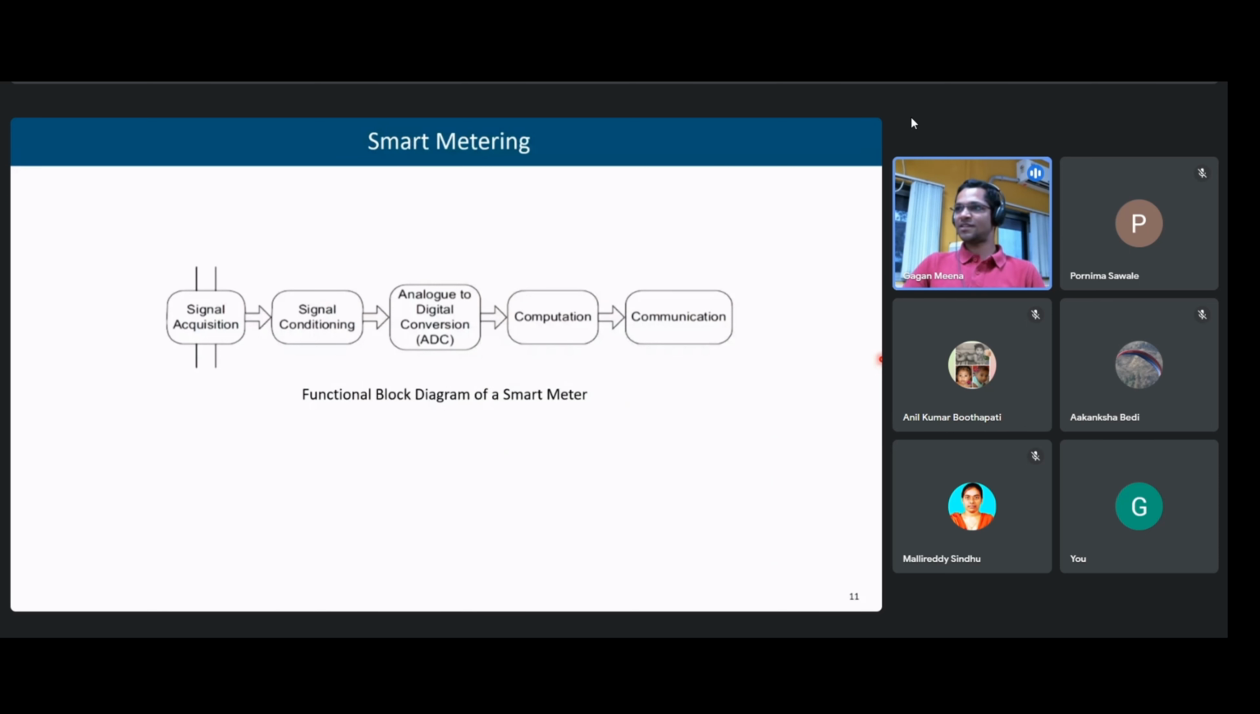After the signal is conditioned, the output goes to the ADC. Then the computation happens in the digital domain. Then it is communicated to the data management system or the energy control center of the utility.